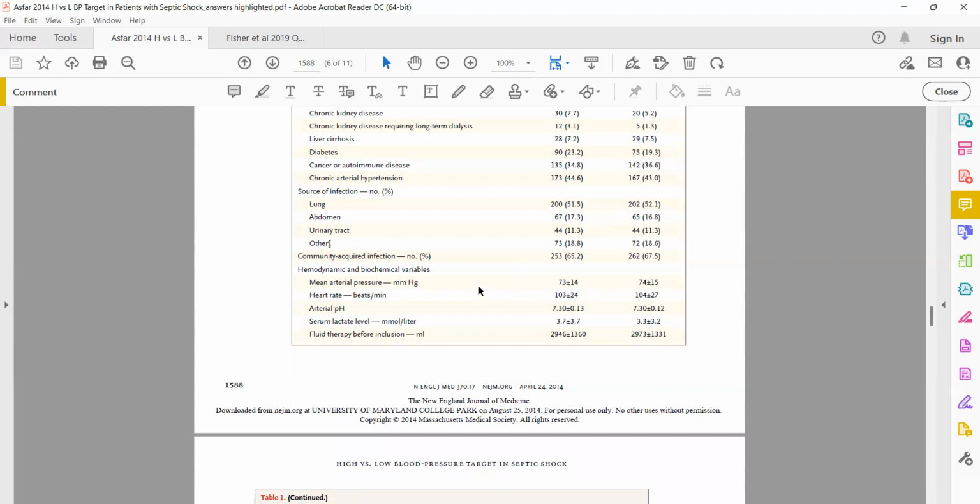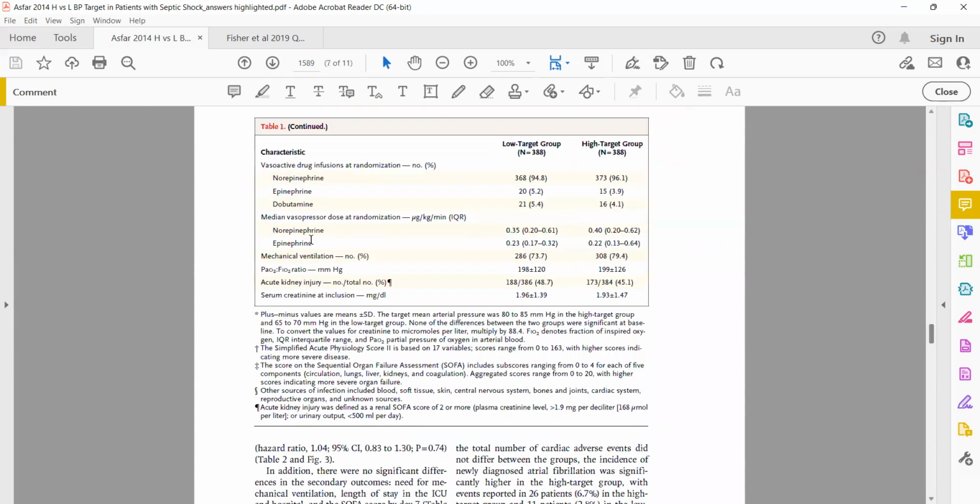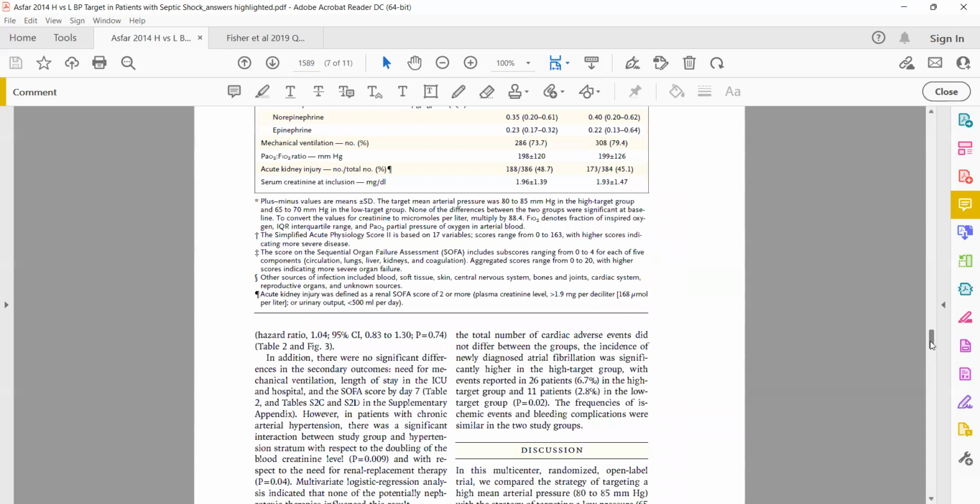Right. This is hemodynamic and biochemical. So their heart rates, their arterial pH, all this kind of stuff. The fluid therapy, similar-ish. Right. What medication they were given. Right. Similar, but a little bit of difference. We need to really think, are these statistically significant? And we don't know. If they don't provide it, we can't do it. Right, so we get a sense of, is each group that they assign similar or different?